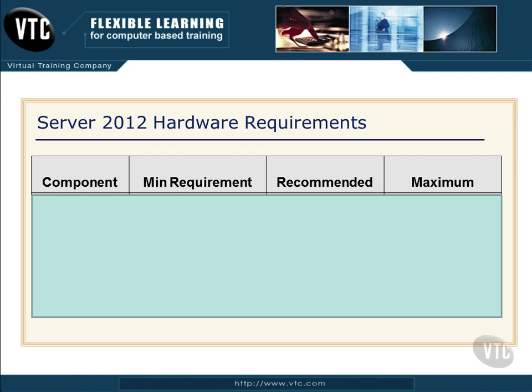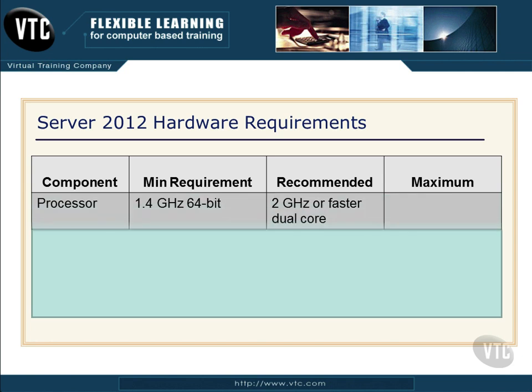What they will ask you, they'll show you some scenario, and all of the answers will have processors that somehow violate the hardware requirements. So just memorize these, jot them down before you begin your exam. You should be okay. So let's go through them. First of all, in the processor, the minimum requirement from Microsoft, a 1.4 gigahertz 64-bit processor.